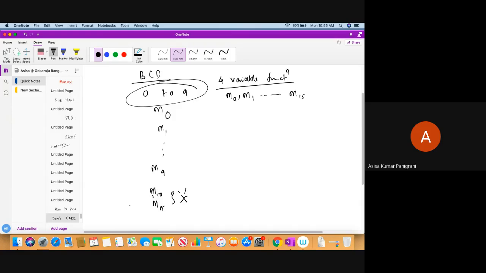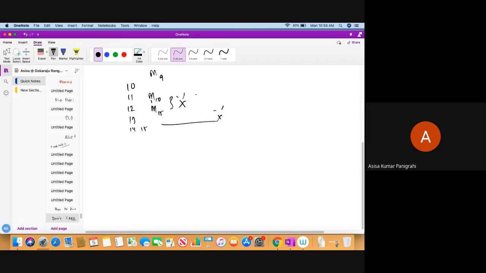From M10, M11, M12, M13, M14, M15, starting from 10 to 15, these are all don't care conditions for the BCD, because we know that in BCD, the valid BCD is from 0 to 9. Binary coded decimal. I am telling you, please practice, students. Whatever I am saying, if you don't practice, don't blame me at the end. I have already discussed these things many times. We have seen many things.